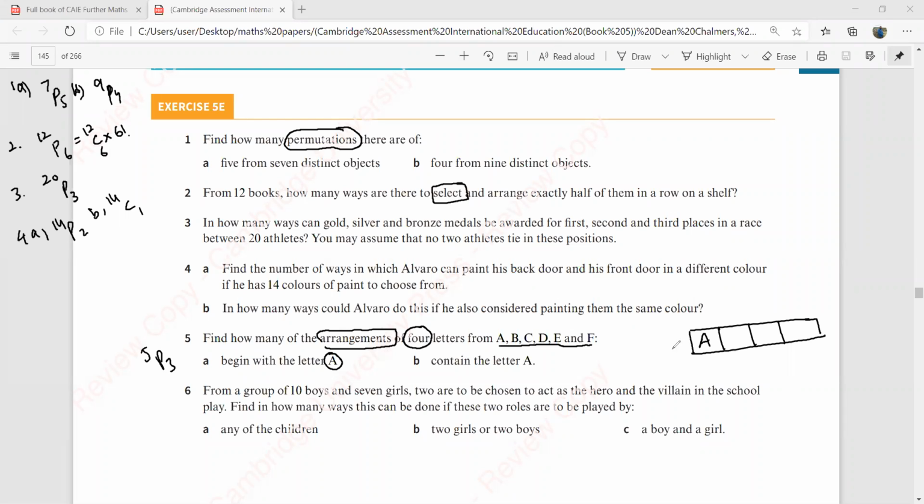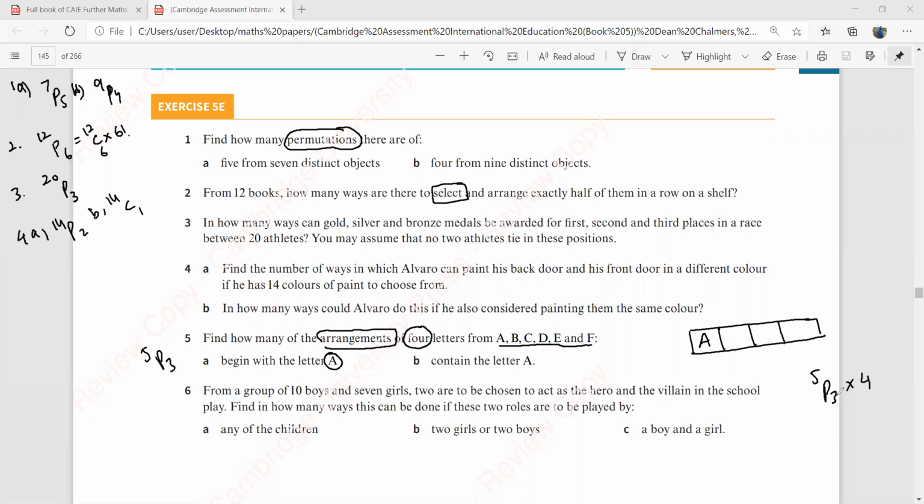What do you think? It'll be 5P3 times 4. By the way, this was the correct answer, 5P3 times 4. And I was going to ask you why it is correct. Sir, because A can be anywhere.